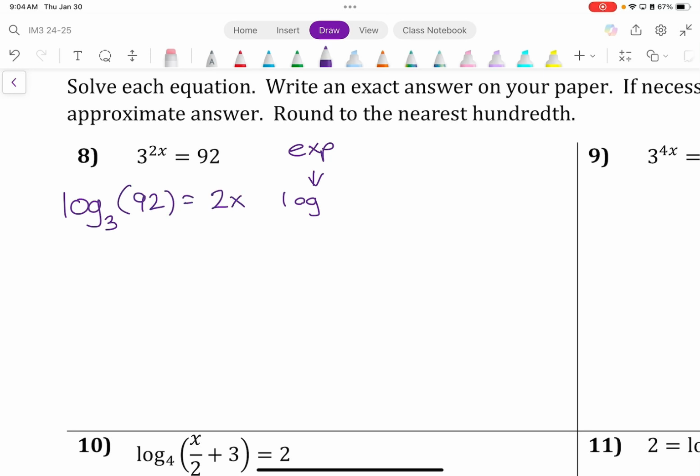Now remember, we want to get our exact answer. So right now, x is not by itself. X is being multiplied with a 2. So I want to get rid of that 2. How would I do so? I would divide it out. Divide both sides by 2. So I get the following statement. X equals log base 3 of 92 over 2. Okay? Once again, x equals log base 3 of 92 over 2. This is your exact answer.